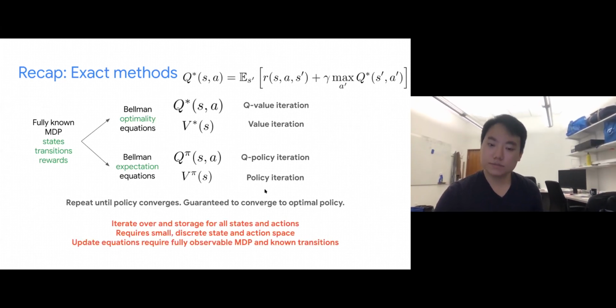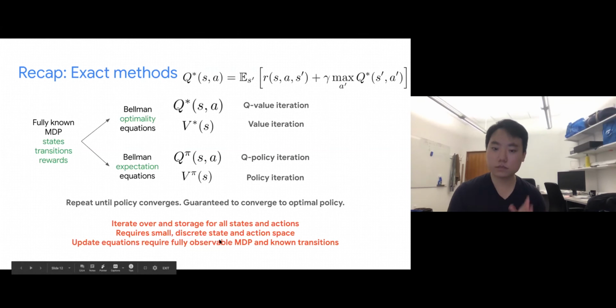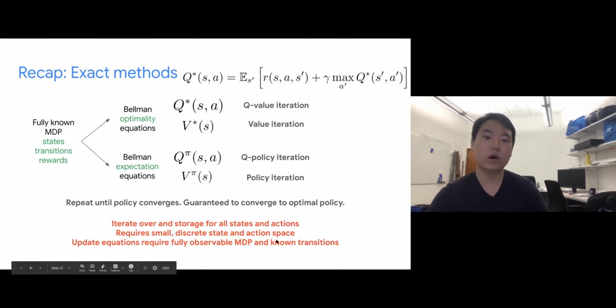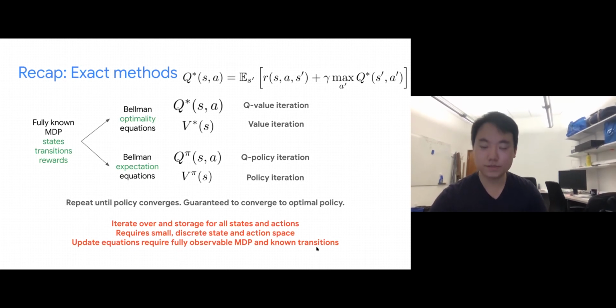But in the real world, you don't actually have these assumptions. This only works for small and discrete state and action spaces. So it doesn't really work for high-dimensional states being images and actions being continuous. And likewise, it requires known transitions in the Markov decision process, which you don't get in the real world.